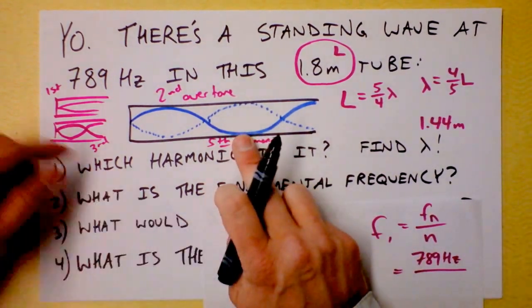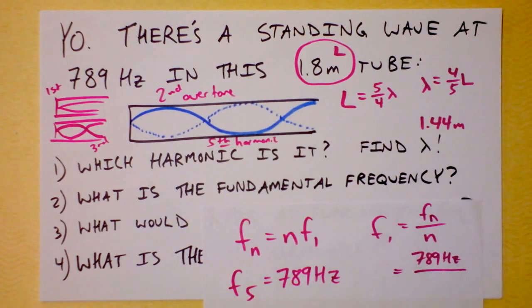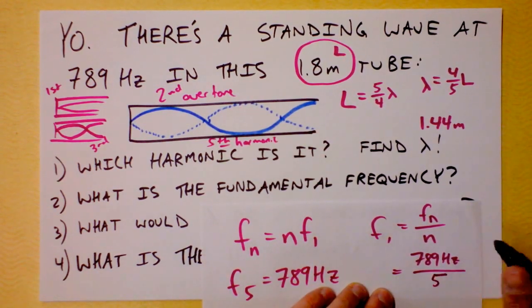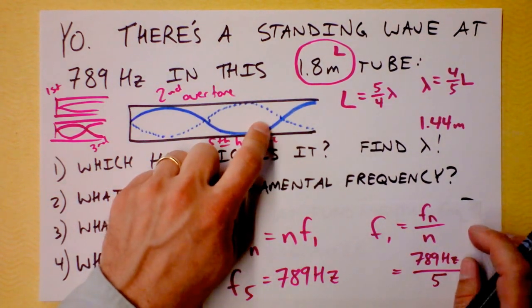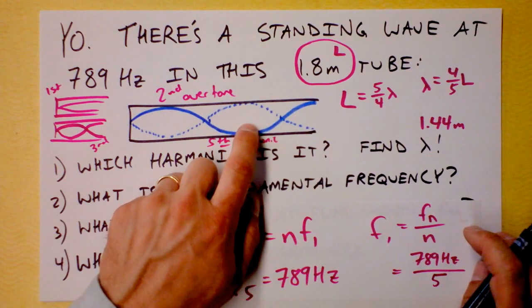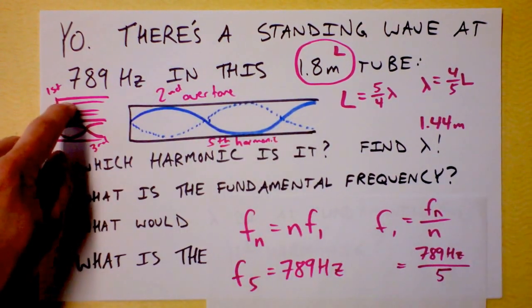I called this the fifth harmonic because we went first, third, fifth. For some reason, even harmonics can't exist in here. I guess that's because one end is closed and the other's not. So it's a little bit wonky. We're gonna divide this by 5. Wow, this is 5 times the frequency of that right there? I suppose so. It's got 5 times more wave in it. This is 5/4 of a wave. That right there is just 1/4 of a wave.